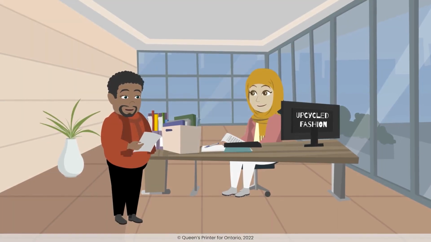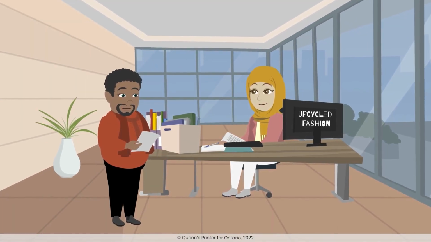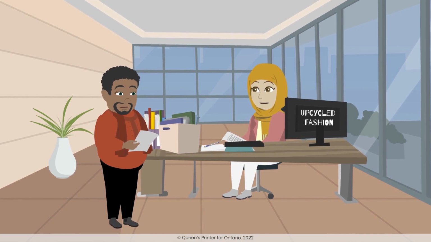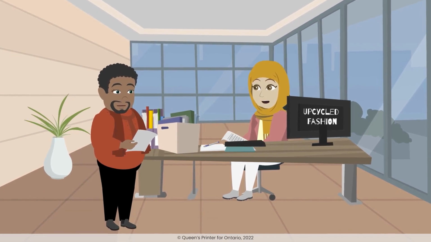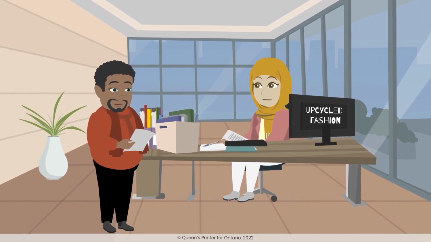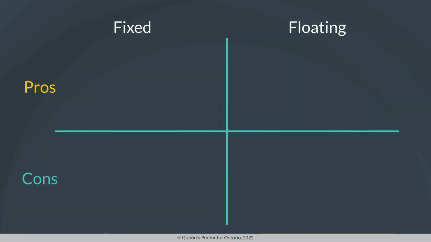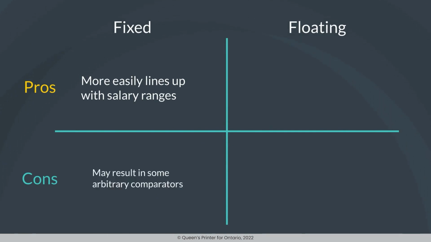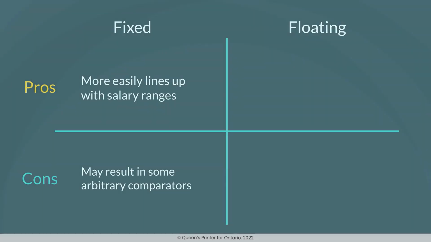How do we choose between fixed and floating bands? Once an employer has chosen a banding option, it's advisable to stick with the same banding choice for consistency. The main advantage of fixed bands is that they can more easily line up with standard salary ranges in a formal compensation framework. The disadvantage of fixed bands is that they can sometimes lead to seemingly arbitrary comparators.